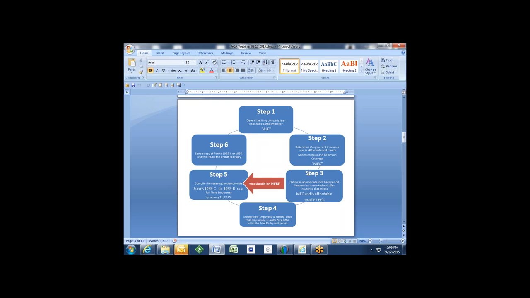Then once you have your insurance secured, now you want to go to step 3. You have to define an appropriate look-back period or measurement period. Basically, what that means is that you go back to the prior year and you figure out all of your employees that have over the 30 hours and are considered full-time. Those employees are the ones that you're going to offer this minimum essential coverage and affordable insurance to as of the beginning of the year or the beginning of your plan year.